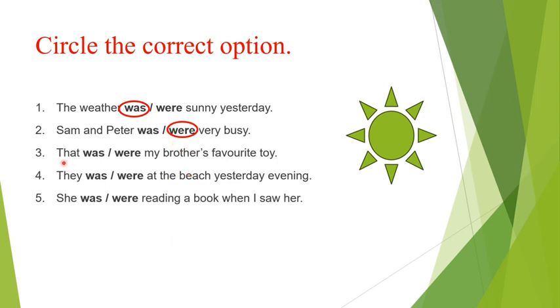Then comes the third sentence. It says, that were my brother's favorite toy. That were my brother's favorite toy. With that, was or were, what will be there?